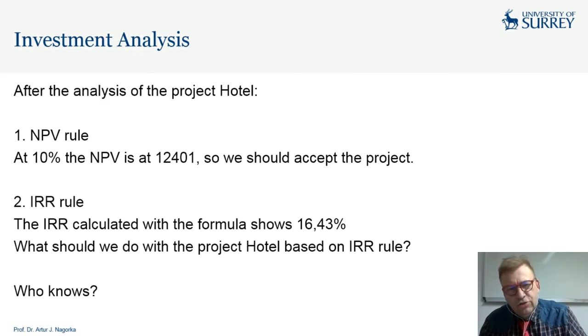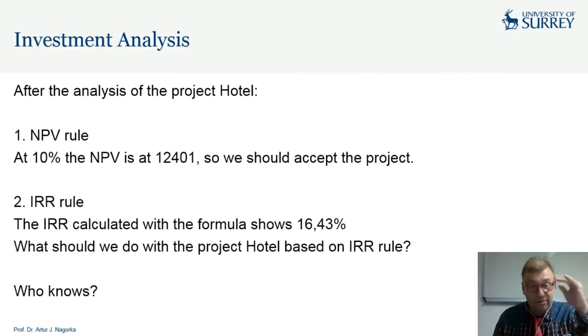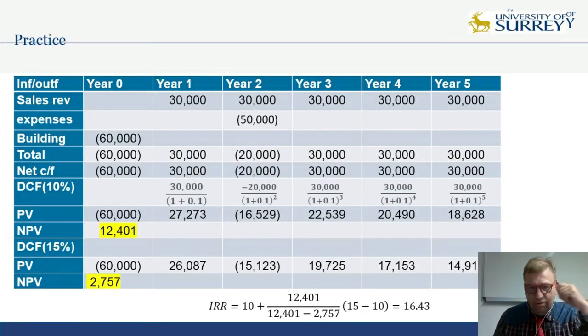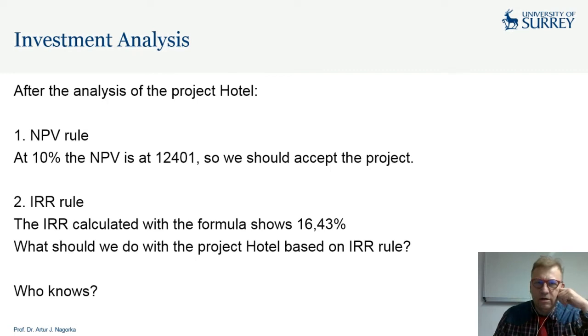So based on that, should we accept this project with the IRR rule? Anybody knows if we should accept? Because at first glance, it's pretty okay: 16.43 versus our required 10. Who knows? Ask your neighbors, maybe, or ask me during the seminar, because the answer actually is somewhere on this table, and we should know straight away if we should accept this result on the IRR rule or not.